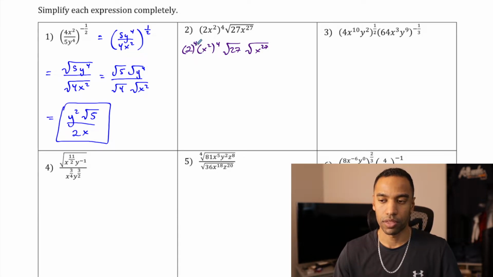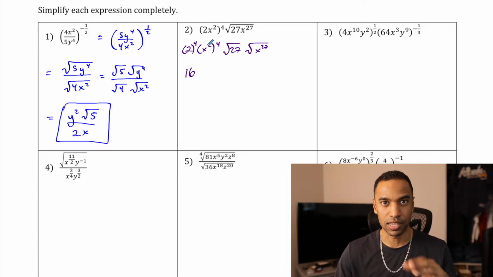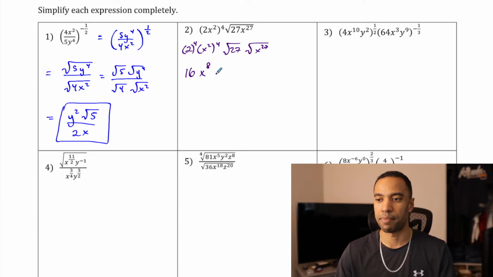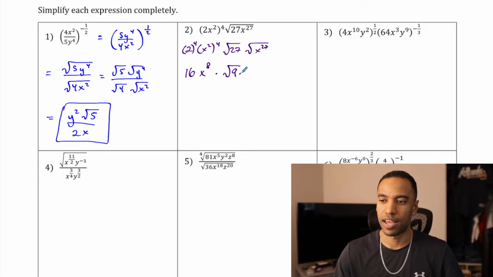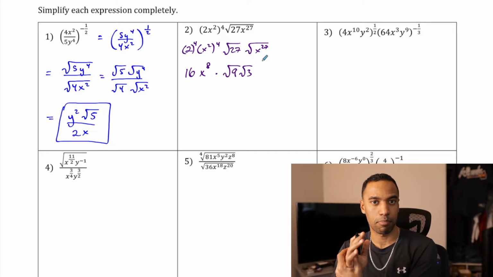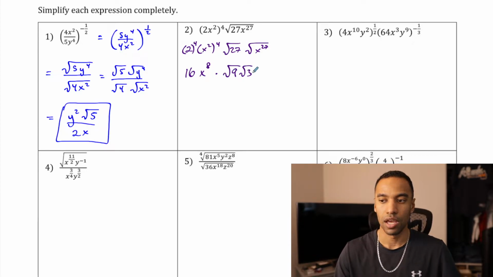2 to the 4th is 16. X squared to the 4th is not x to the 16th, it is x to the 8th because we do 2 times 4. So that's going to be x to the 8th power. Now we're multiplying this by, see, root 27, I can turn into the square root of 9 times the square root of 3. And I do this because I'm finding a perfect square factor that I can take the square root of, which is 9. 3 I can't take the square root of, so I'm not going to.